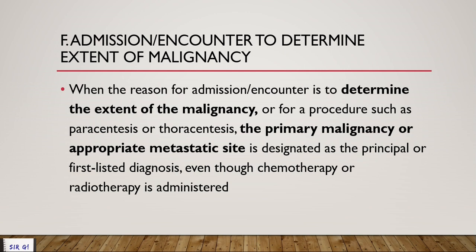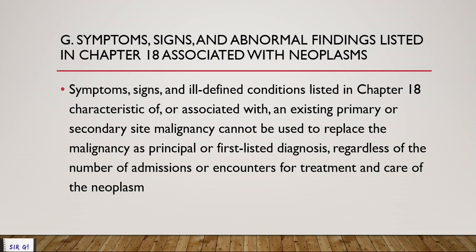Okay? That is your guideline. Symptoms and sign abnormal finding listed in Chapter 18 associated with neoplasm. Your Chapter 18, guys, is your symptoms, signs, and ill-defined conditions. And the guideline here is you cannot replace a code for signs and symptoms with any malignancy code. Okay, so that's the guideline here.